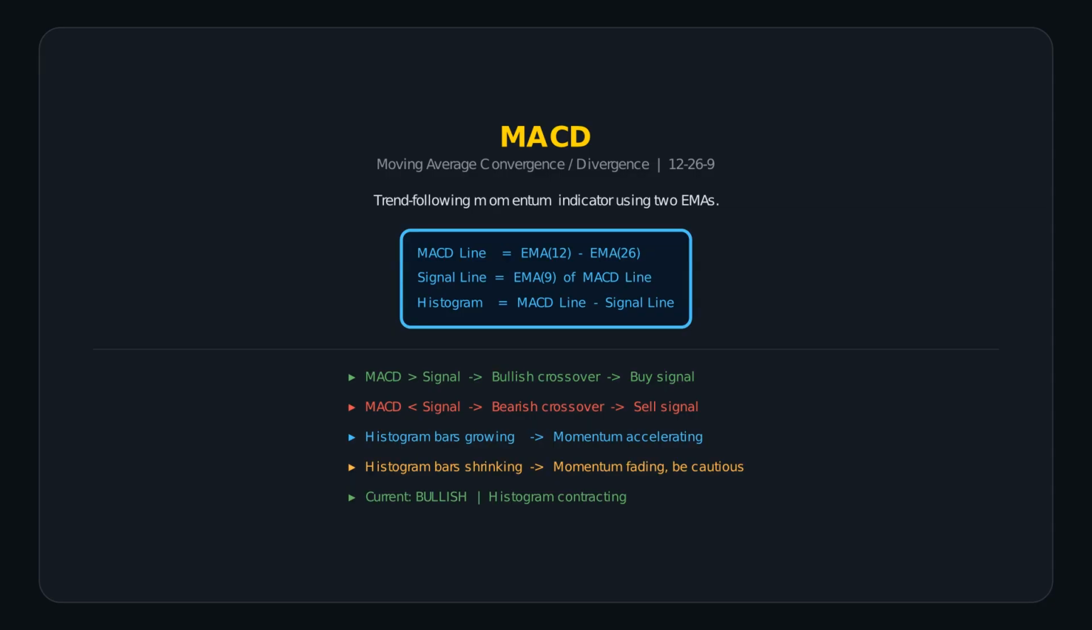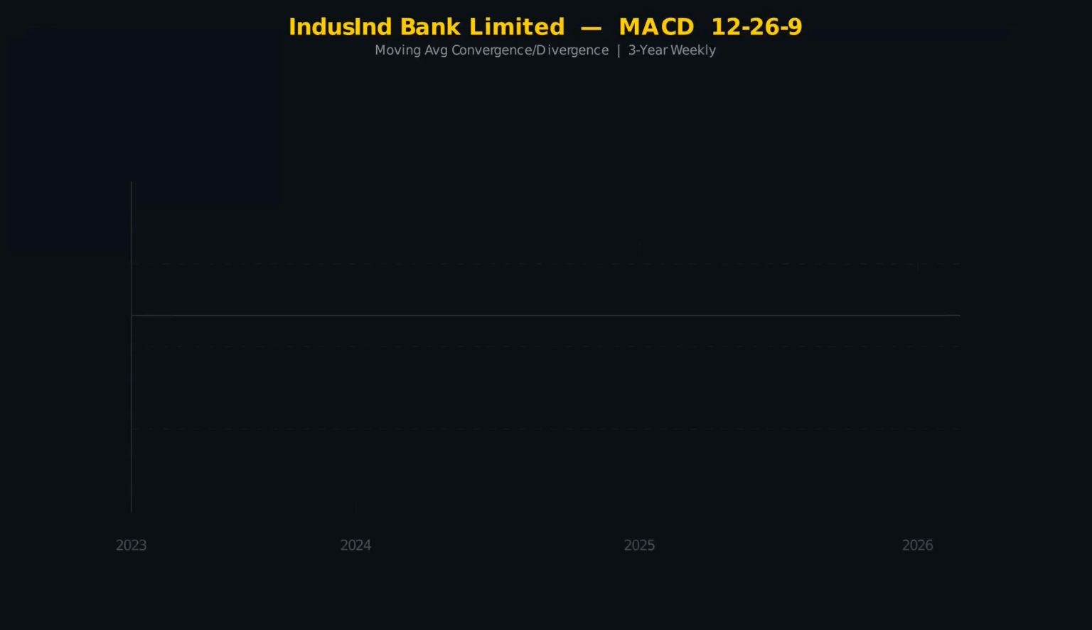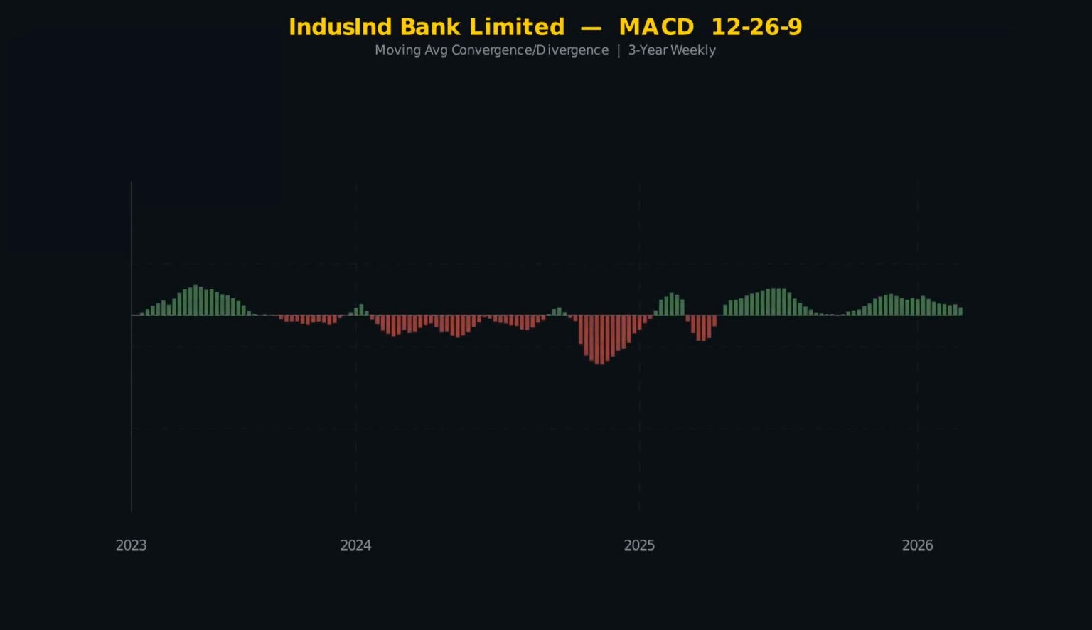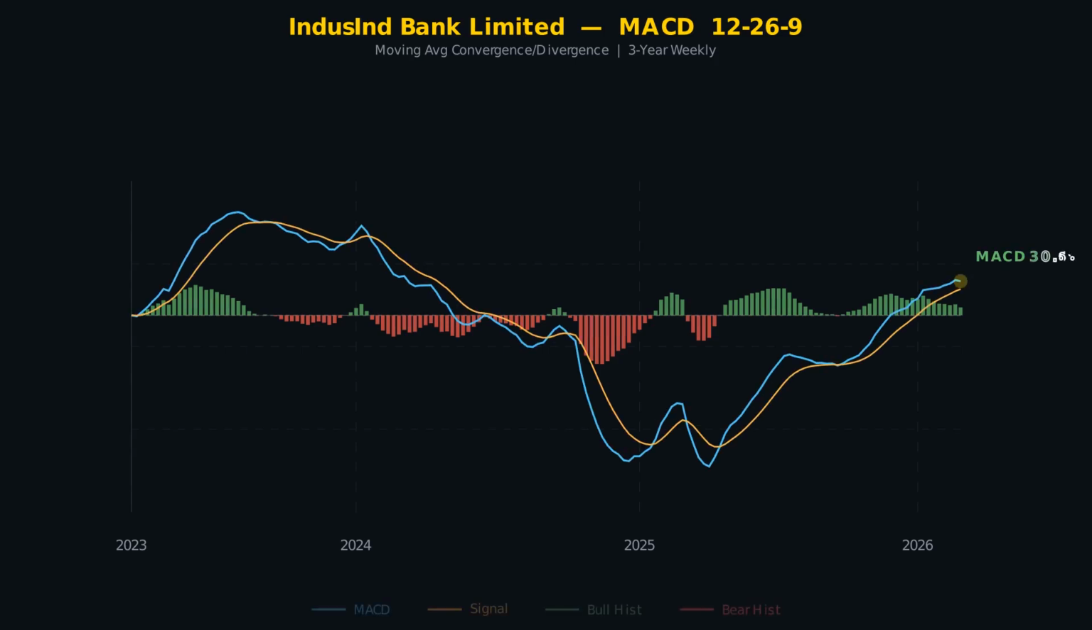When bars are growing, momentum is accelerating. When bars are shrinking, momentum is fading. Crossover points often mark major turning points in the trend. Here is the MACD chart for IndusInd Bank Limited. Green bars mean MACD is above signal, bullish momentum. Red bars mean bearish momentum.